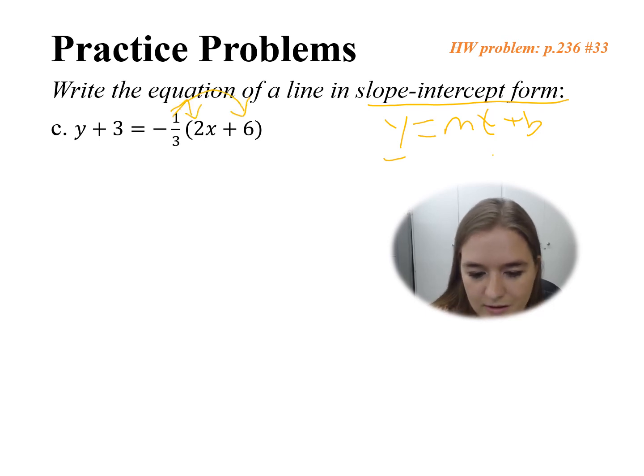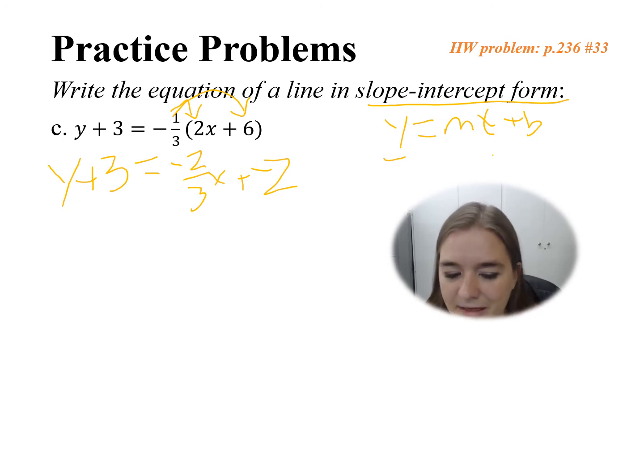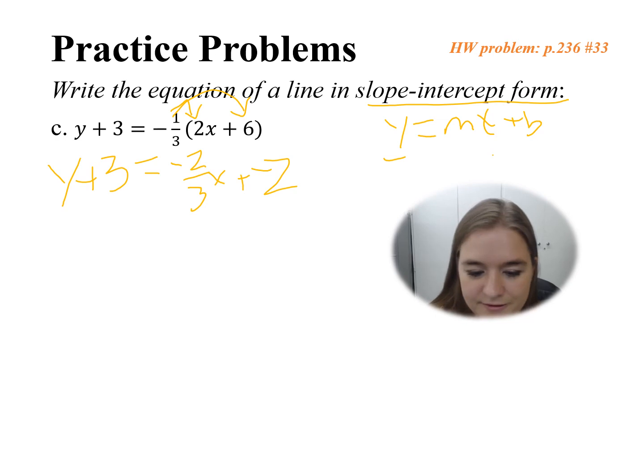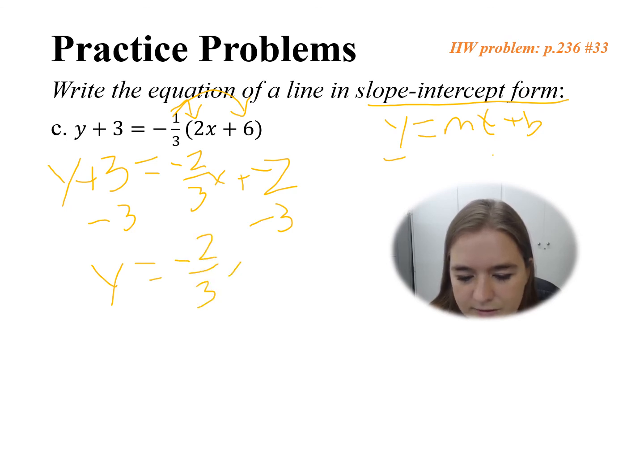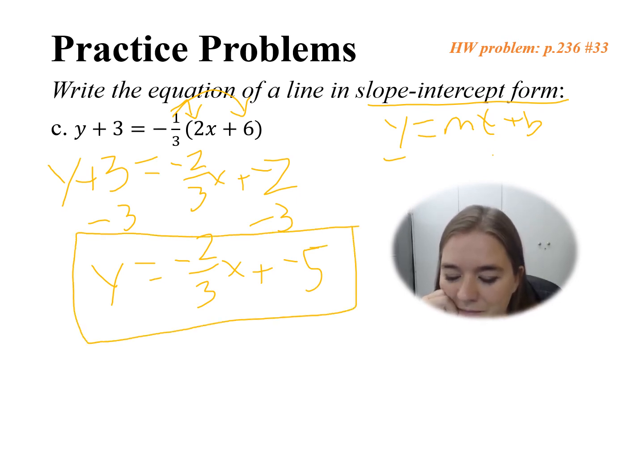So I'm going to distribute across, and I get y plus 3 equals, well, negative 1/3 times 2 is going to be a negative 2/3 x plus a negative 1/3 of 6 is a negative 2. I only have one step left to get y all by itself, and that's to get rid of this 3 here. To get rid of a positive 3, I take away 3 from both sides, and I get y equals a negative 2/3 x plus a negative 5, or minus 5. All I had to do was get all my pieces in the correct spots, and I've changed forms.